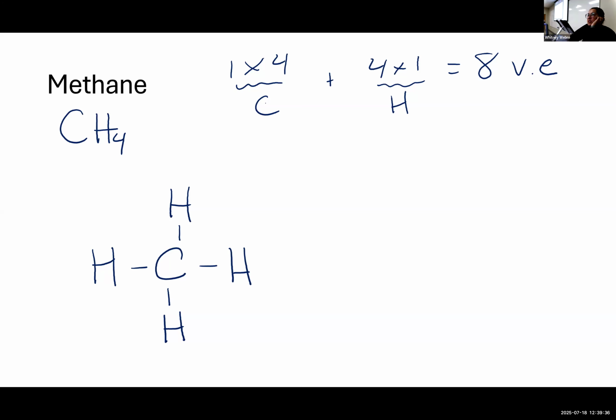Question, would this one have a resonance structure? Would this one have multiple versions? No. So this one, yeah, we're done. That's it.